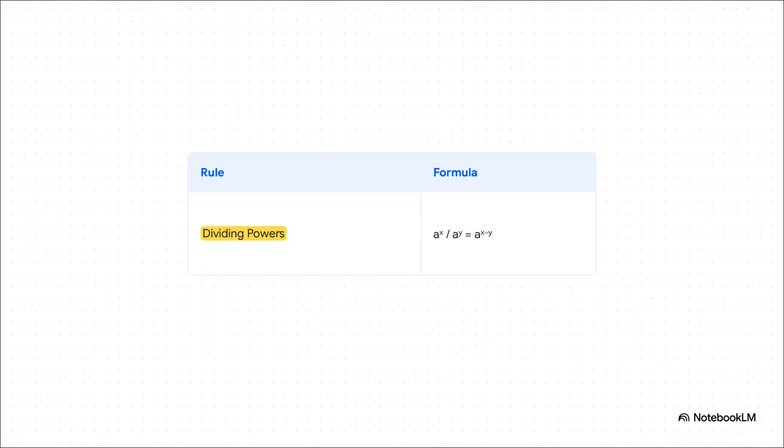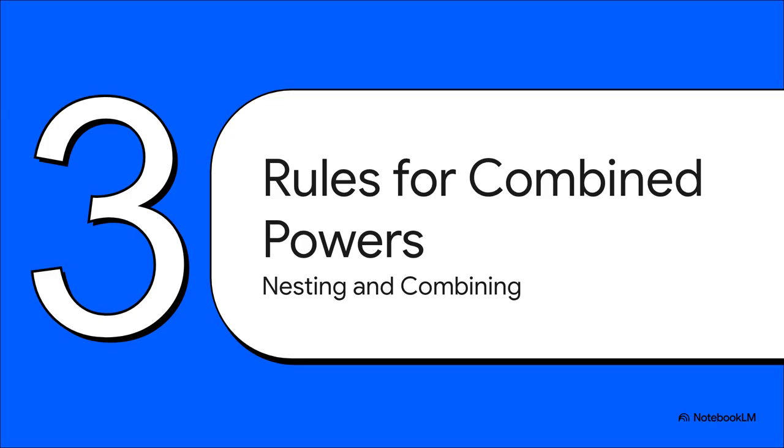And I bet you can see the pattern here. This gives us our second rule, and it's just as clean. When you divide powers with the same base, you just subtract the bottom exponent from the top one. In our example, 6 minus 3 gave us 3. It's just simple subtraction. Okay, let's keep building.